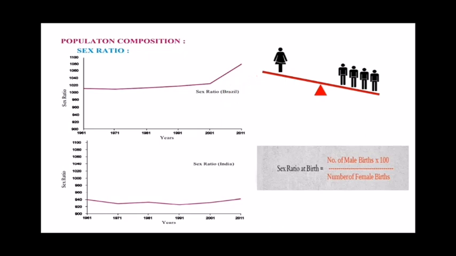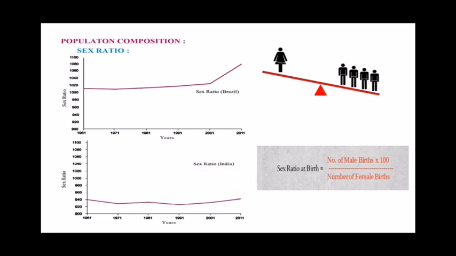Now when we compare it with India, India's sex ratio in 1961, if you can see here, is around 940. Then it has gone down in 1971, and then it has risen, there is a curve there. Then in 1991 it has again fallen down. After that you can see the sex ratio has risen.